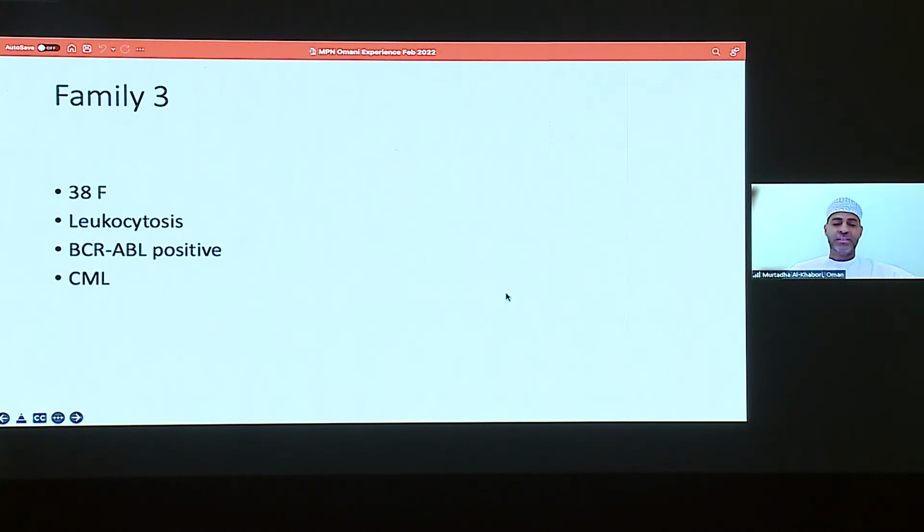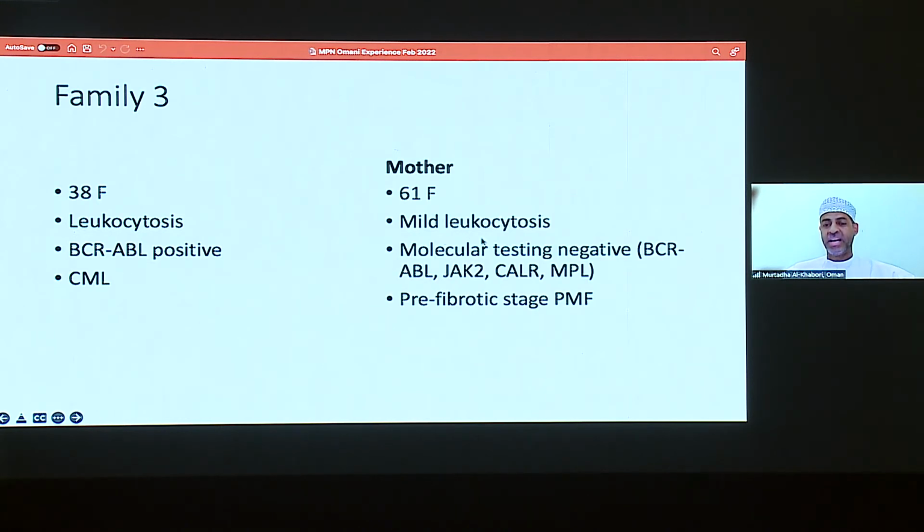The other phenotype that we see, which is not well described in the literature, is illustrated by this family 3. This is a 38-year-old female with leukocytosis, a classical presentation of CML, BCR-ABL. We see her, and after a few visits, she brings her mother, and she told me that her mother has been treated multiple times with antibiotics because her white count is high. So we tested her mother. She had mild leukocytosis, and she was negative for all the classical mutations that we could test: BCR-ABL, JAK2, CALR, and MPL. We did a bone marrow, which showed a pre-fibrotic stage of primary myelofibrosis. So this is CML in the daughter with a mother having unclassified, or maybe pre-fibrotic, myelofibrosis.